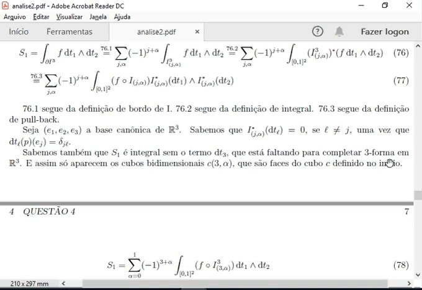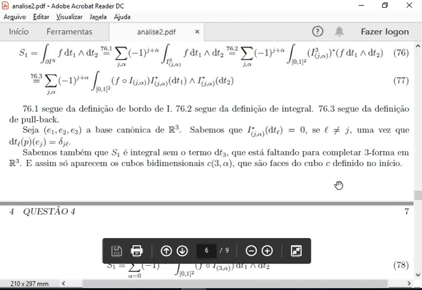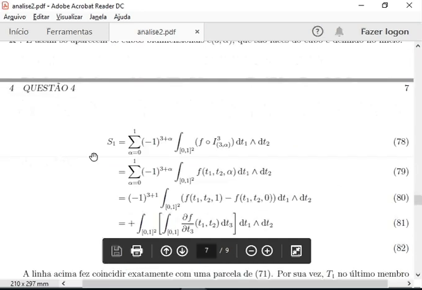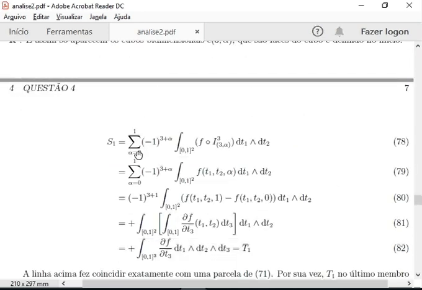It's missing dt1, dt2, dt3 to complete the tree form in R3. It will only appear the bidimensional cubes C3 alpha. They are the faces of the cube C defined at first. S1, letting j equal 3, is the sum over alpha, 0, 1, of the two faces: the integral over the two squares, 0, 1 times 0, 1, of F composed with I3, 3 alpha, dt1, dt2.